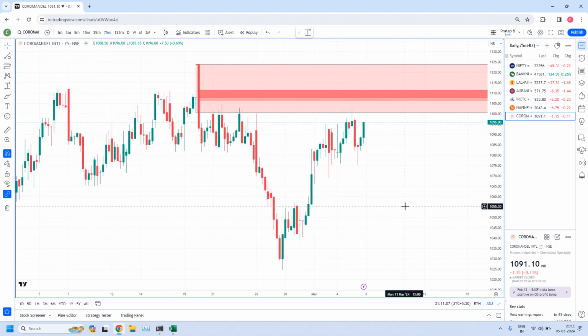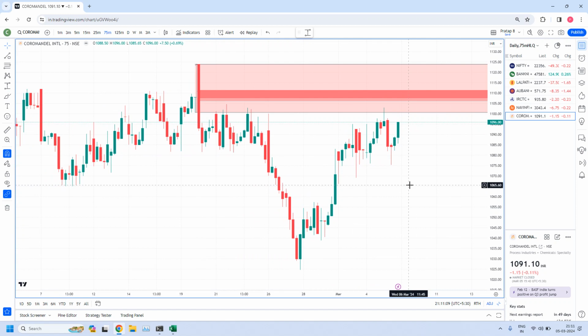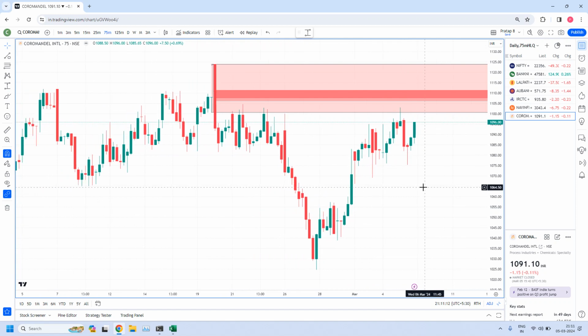Okay, anyway, we missed the trade. I mean, we didn't miss, we didn't get an entry in this trade. So this is about high liquidity zones. Hope this information is useful to you.